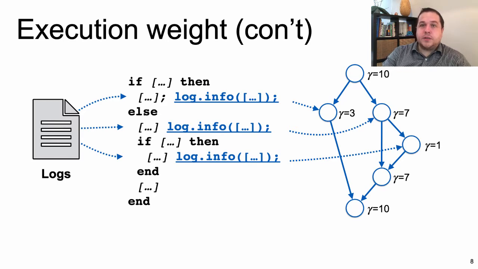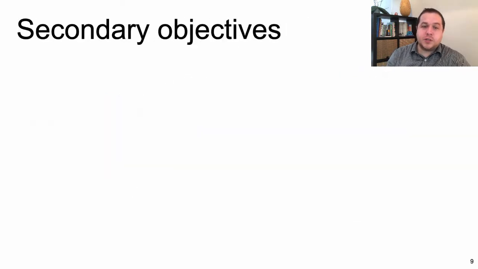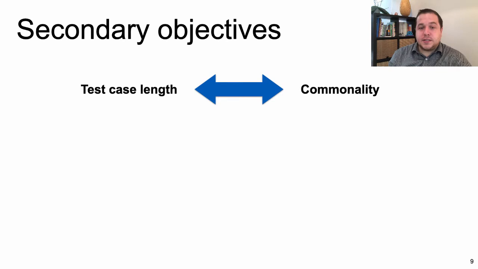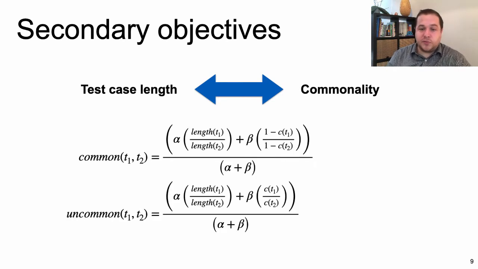Based on the execution weight and the commonality score, we define two secondary objectives. The classical secondary objective for unit test generation is test case length. If you have two test cases that have the same fitness, you look at the length and keep the shortest one to avoid an explosion of the number of method calls and instructions in your test case. Of course, this property is still valuable for us. So what we do is balance test case length with commonality in the following formula, where you have two meta parameters, alpha and beta, allowing us to define the importance that we want to give to test case length compared to commonality.